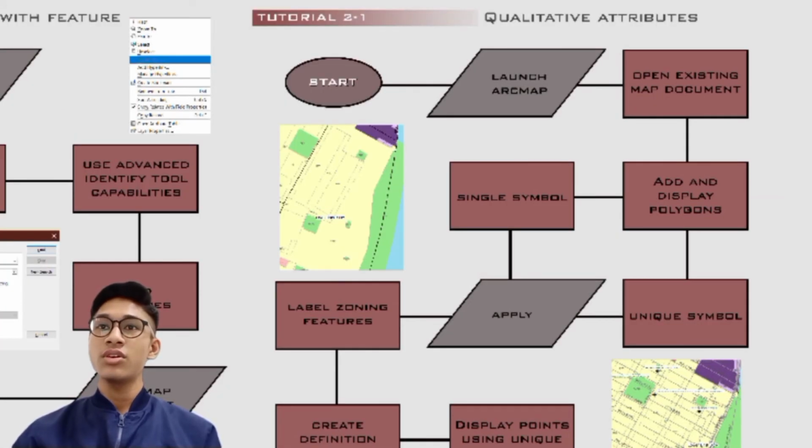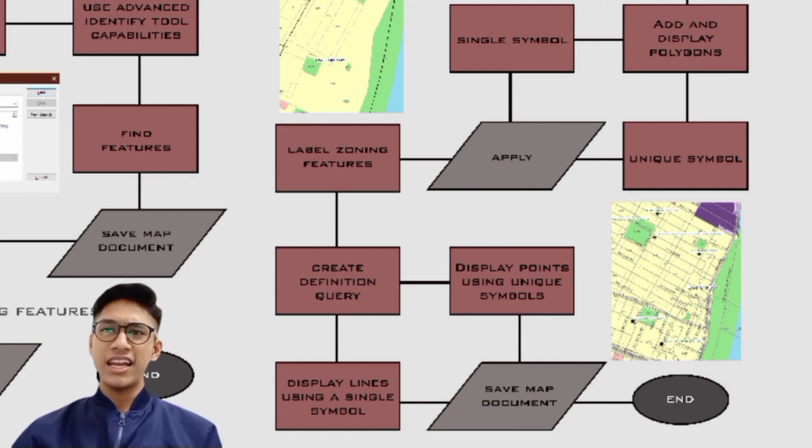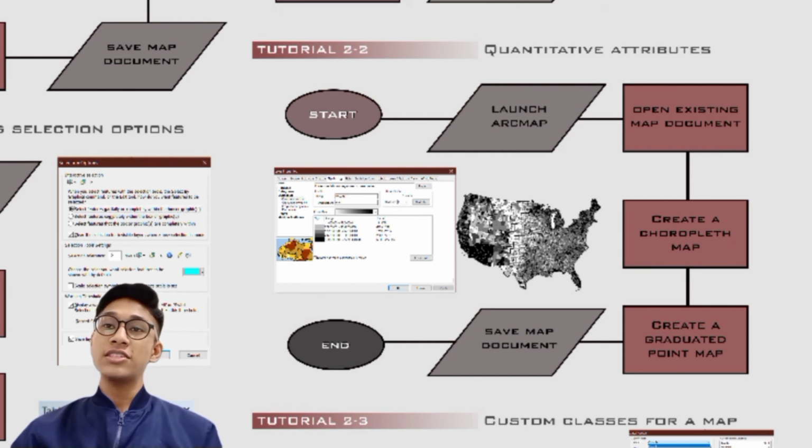In chapter 2, I learned how to display polygons by using single symbols and unique symbols. And also, I can label zoning features by creating a definition query, displaying points using unique symbols or displaying lines using a single symbol. Next, in the second tutorial in chapter 2, I learned how to create a choropleth map.